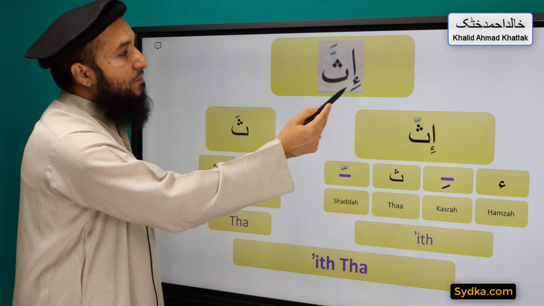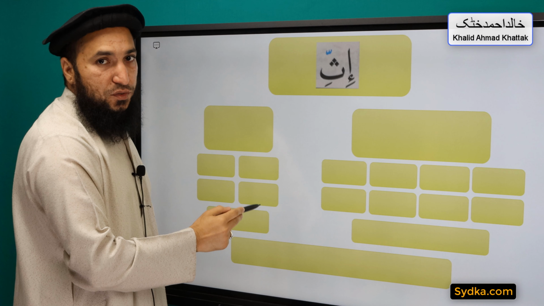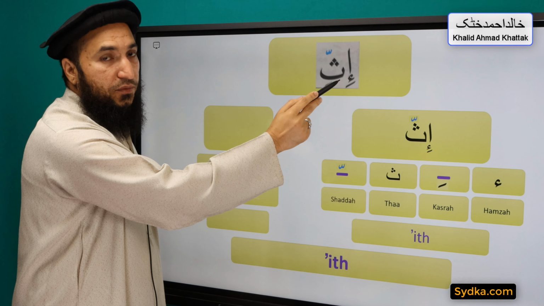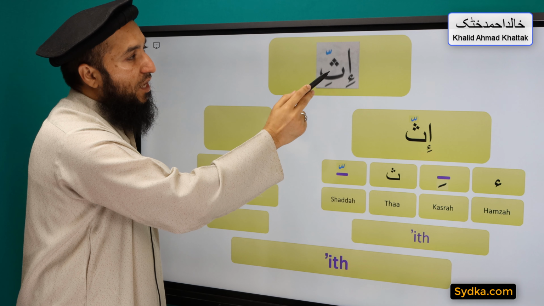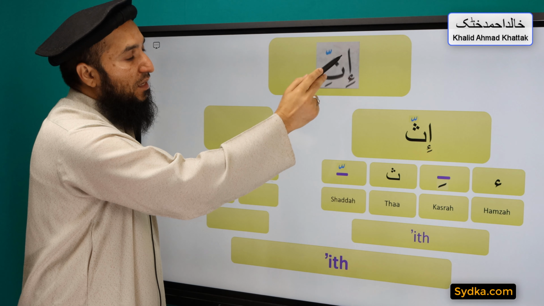The next word we have is ithi, and it can be divided into two syllables. The first syllable we have is hamza, kasra, tha, shadda, ith. Hamza is a light letter, it has kasra underneath. It is followed by tha, tha has a shadda. This alif is silent and it is used as a chair for hamza.